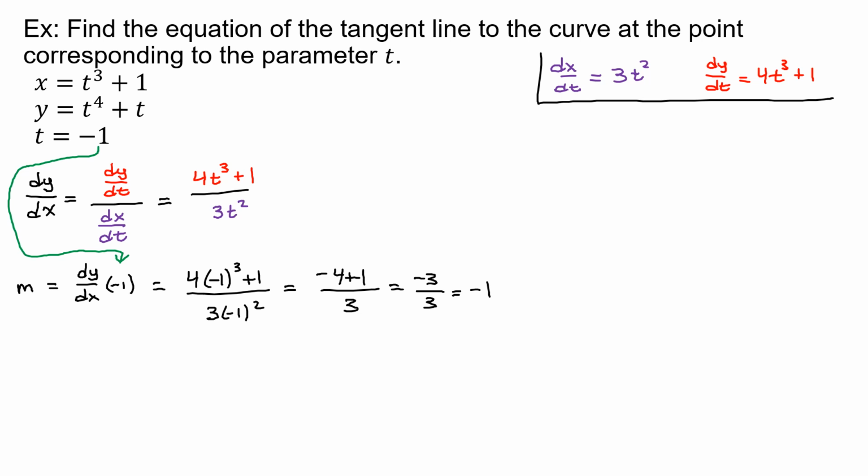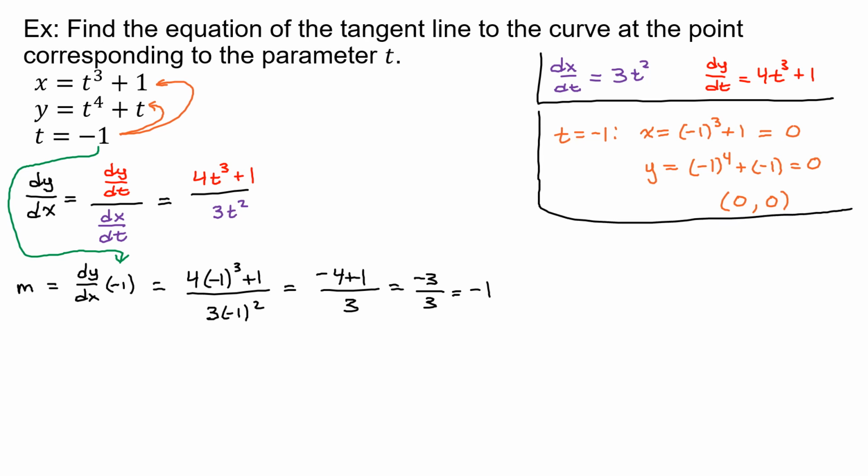But now we have a slope. We also need a point. We've got to have a number for the x and the y. And we get that number by taking this t-value and plugging it back in to both the x and the y. So when t equals negative 1, then the x point is negative 1 cubed plus 1. Negative 1 cubed is negative 1, plus 1 would be 0. And your y would be negative 1 to the 4th plus negative 1. Negative 1 to the 4th would make a positive 1, plus the negative 1 would also make 0. So my point that I have to use is the point 0, 0.